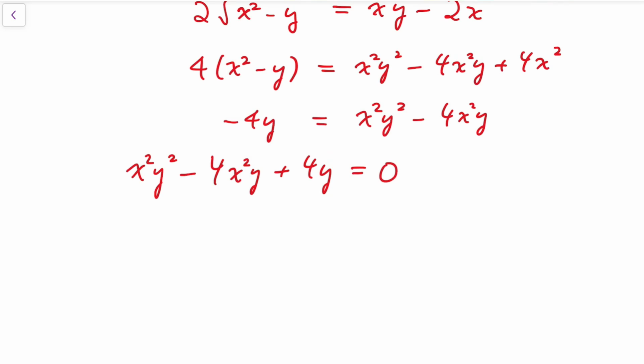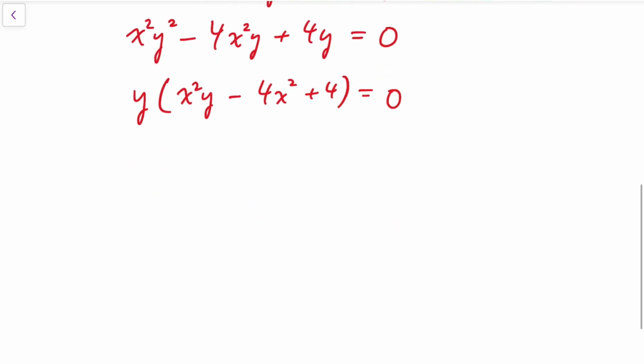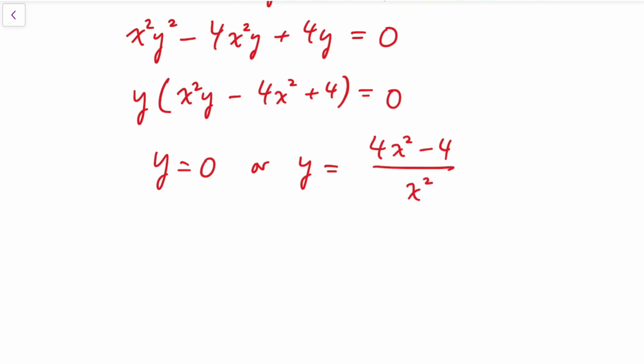Now at this point, I'm going to factorize the expression on the left because all terms have y as a common factor. So factorizing, y times x squared y minus 4x squared plus 4 equals 0. So either we have y equals 0 or the other expression equals 0, and we can write that as y equals 4x squared minus 4 over x squared, because there is only one term that contains the unknown y. I'm going to make y the subject.